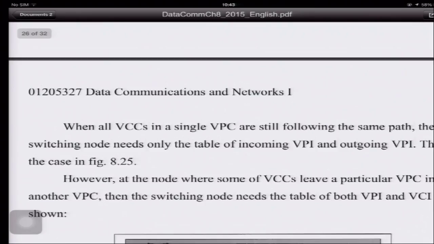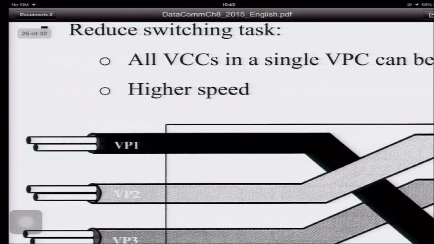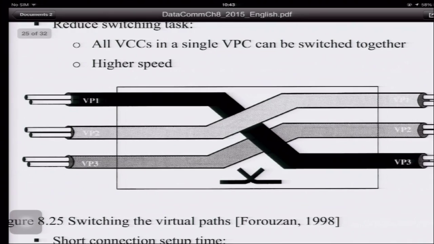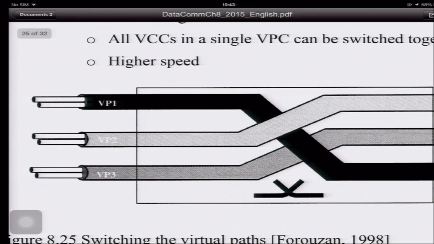VP1 may get in with a virtual path identifier of number 50. It may get out with a virtual path identifier of number 32, okay, that is okay. As you can distinguish between the different VP, the virtual path connections, if VP1 is getting in with 50, VP2 and VP3 have to use a number other than 50.